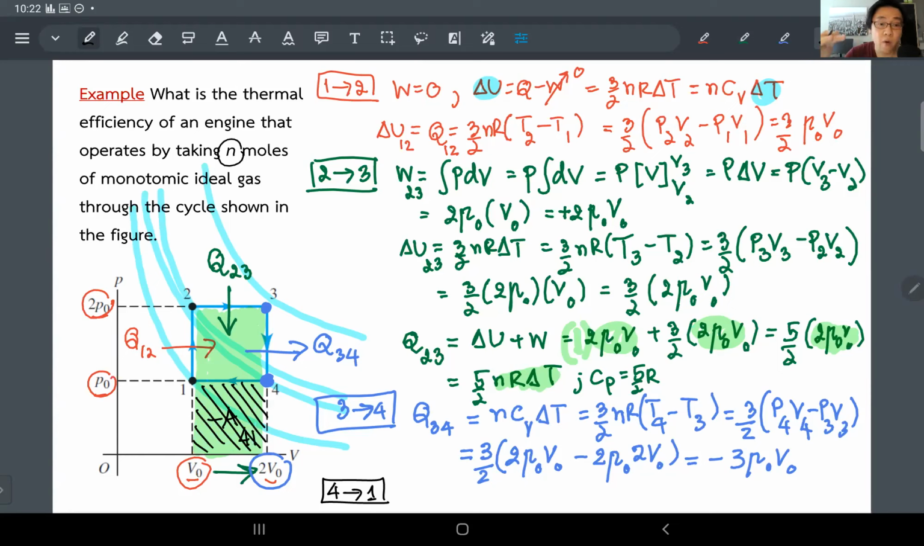The area under the 4 1 line will give you the area, and then the work done from this segment is going to be the negative of that value because it's the compression. The volume decreases, so you get a negative work done. But all in all, when you have the delta U from 4 to 1 and the work done from 4 to 1, you add them together, you will get the heat flow from 4 to 1.